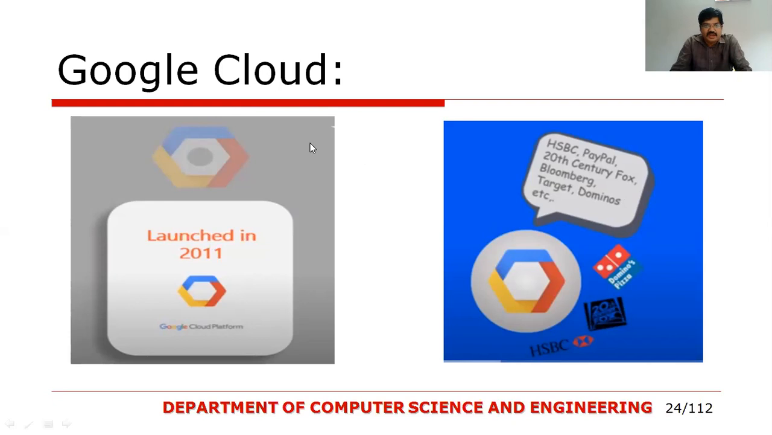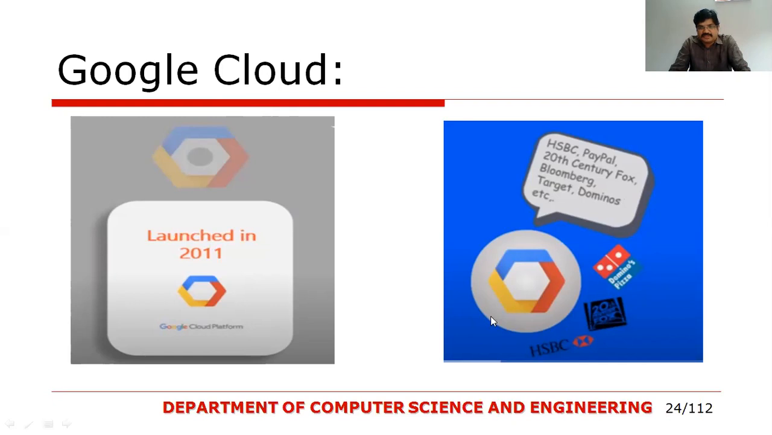One of the services offered by Google Cloud is Domino's Pizza. Domino's Pizza is an app developed by Domino's Pizza. The app takes software as a service from Google Cloud. Simply, they need not maintain anything on the Domino's Pizza side. Everything is taken as a rental from Google Cloud.